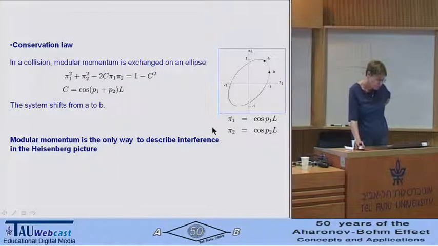Finally, I would like to mention that modular momentum is the only way to describe interference in the Heisenberg picture. The reason is that in the Heisenberg picture, the state is fixed to be the initial state. So there's no way to account for changes in the relative phase, unless, of course, one uses modular momentum. Yakir says that Heisenberg himself was aware of this seeming shortcoming of his picture relative to the Schrödinger picture.